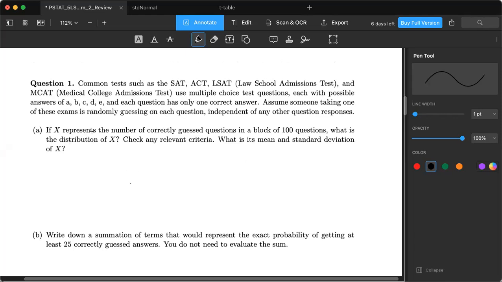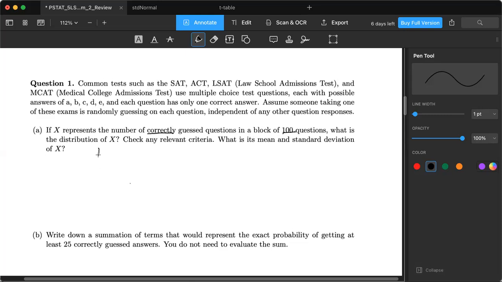So if X represents the number of correctly guessed questions in a block of 100 questions, what is the distribution of X? Check any relevant criteria. What is the mean and standard deviation of X? So we get that either the question is right or wrong. So we're going to count the number of correctly guessed questions. There's 100 questions total. If we have a 1 in 5 chance of guessing it right, there's a fixed probability of success. This is all things pointing towards binomial.